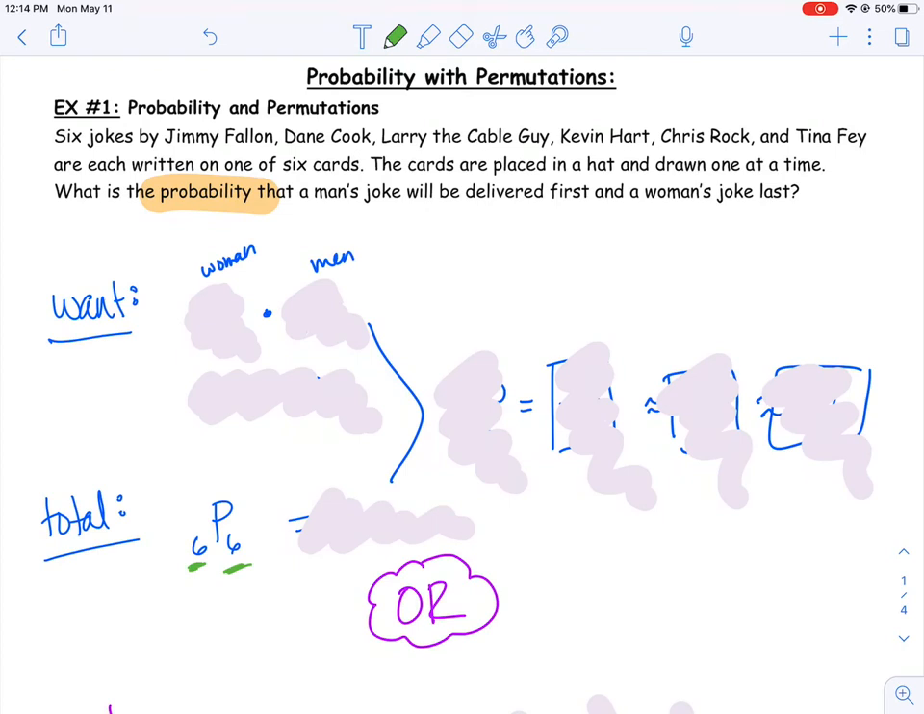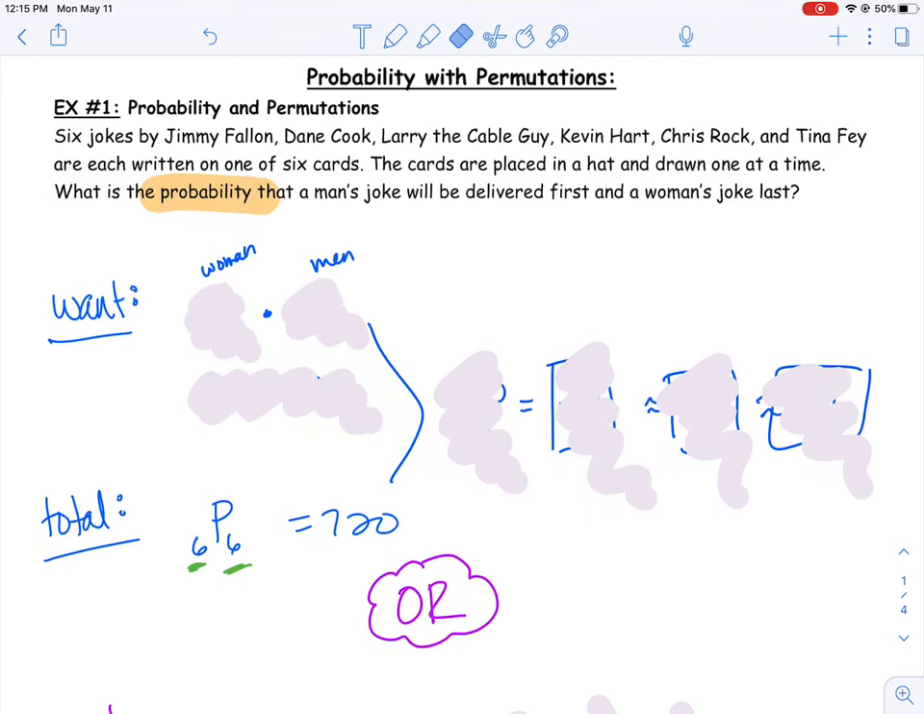Remember, we've used our calculator to use our permutation formula so we don't have to write out the whole kind of baby steps in between. So you should be able to use your calculator to do your 6P6, and you should get a total of 720. There are 720 ways you can pick out these 6 different cards from the hat. So that's our total. Now let's go back to what we want.